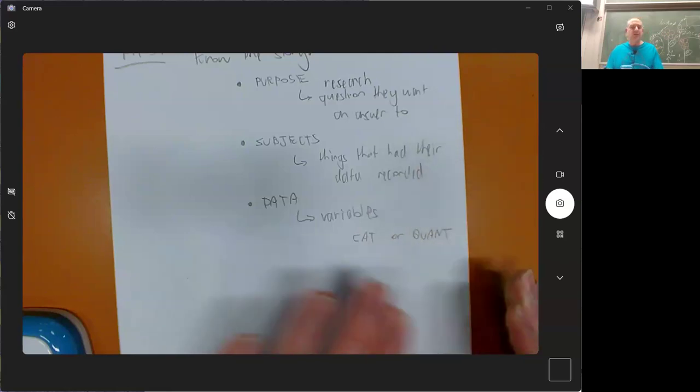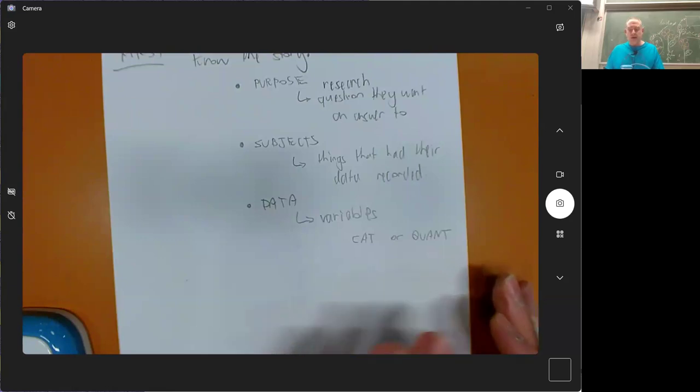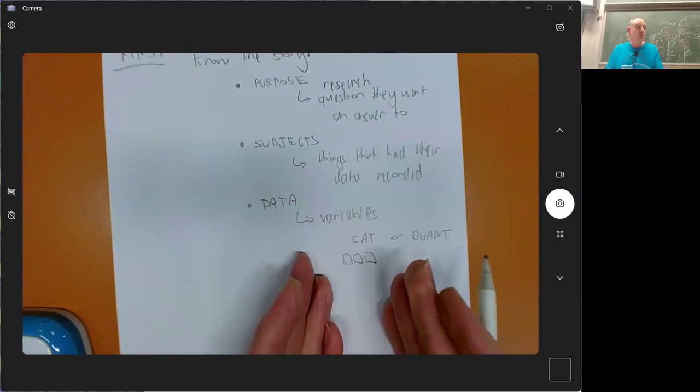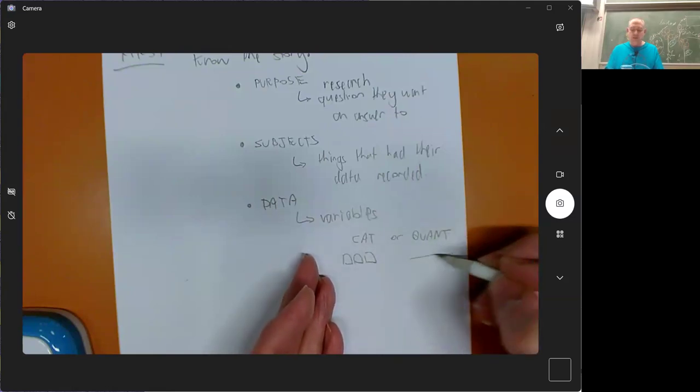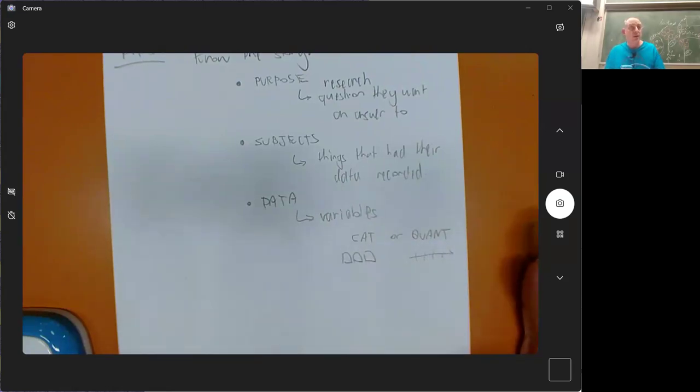So there's two different flavors of variables, which are categorical variables or quantitative variables. And categorical variables are designed for putting things in categories, so I draw them as boxes. And quantitative variables are numbers, and they're measured on some sort of scale. So these are the two different kinds of variables that there are.